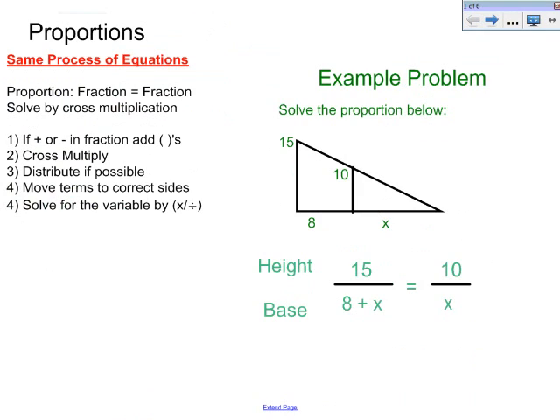So in this particular set, we're going to be talking about proportions. Now remember that a proportion just is a fraction equals a fraction. So you'll see things like 1/2, then an equal sign, x over 4. Most of you are already familiar with this, but you solve it by cross multiplication.